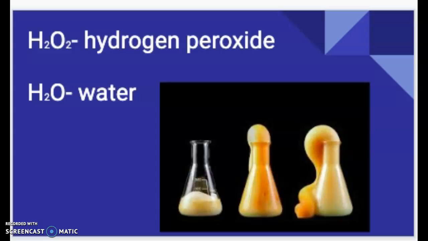So in the experiment that we did, we used hydrogen peroxide, which has the chemical formula of H2O2, which is on the screen there. When left in sunlight, the extra oxygen from hydrogen peroxide, so H2O2, will actually leave, which leaves behind H2O, which we all know is water.